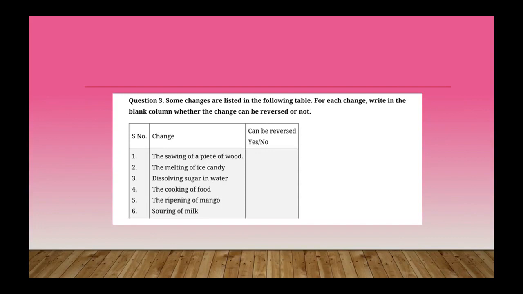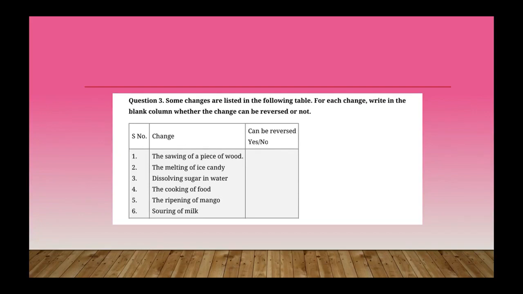Sawing of a piece of wood. If you saw the piece of wood, you can't retain it. Even if you keep the pieces very closely together, you can't get the original log, the structure of the tree we had before sawing. So this is an irreversible process, and you put no in the first column. Melting of ice candy is a reversible process. After melting, you may gather the liquid, and if you freeze it, you get the original product. So you put yes.